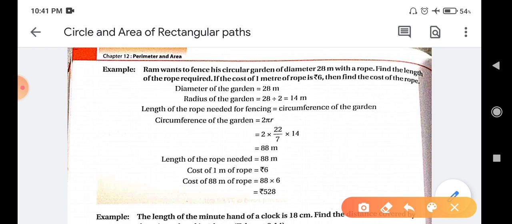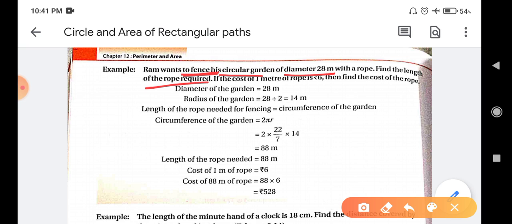So we are given a circular garden and its diameter is 28 meter. Find the length of the rope required. Ram wants to fence his garden. So fencing should be done on the boundary of the garden. So that means we have to find the circumference of the circle and find the length of rope required. We have to find the length of rope with the help of which he wants to fence his garden.